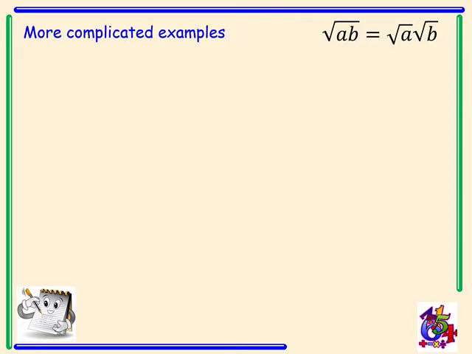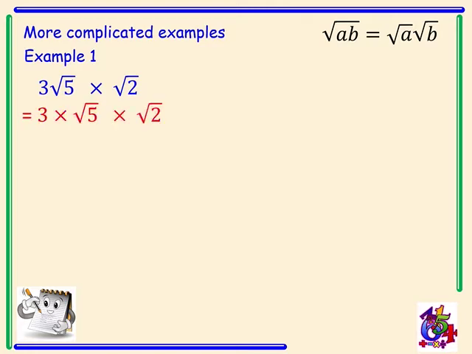Now we'll look at a couple of more complicated examples. So example 1, we have 3 root 5 multiplied by root 2. Now it's important that we keep the 3 completely separate. That is not a surd, therefore cannot combine with our root 2. We can rewrite this as 3 times root 5 times root 2. And root 5 times root 2 can become root 10. So it's 3 root 10 is our final answer.